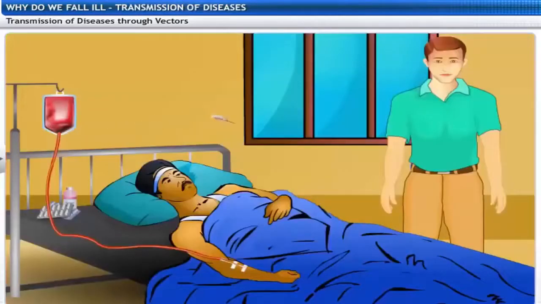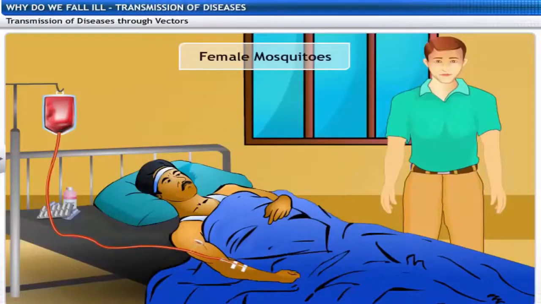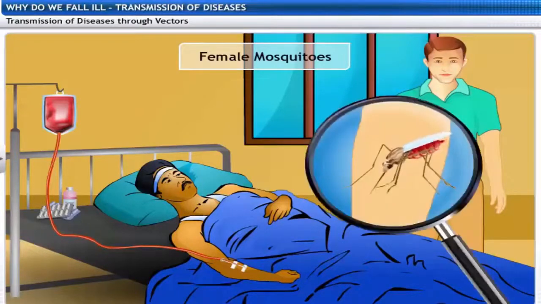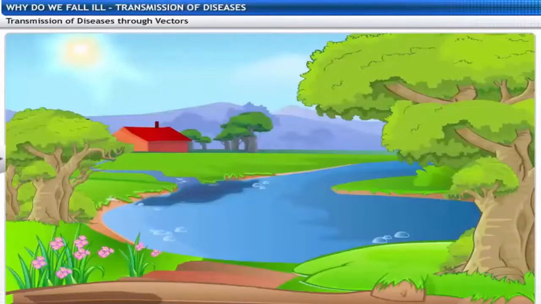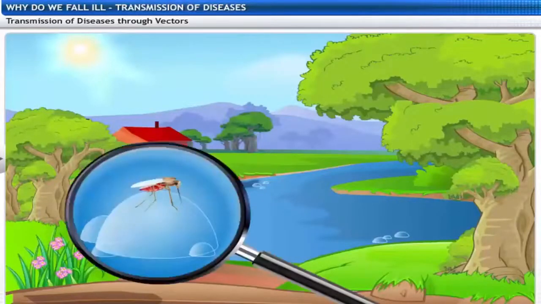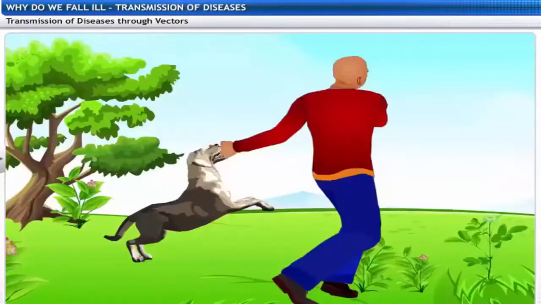Female mosquitoes, for instance, act as vectors and transfer the microorganisms from one human to another. They need nutritious food in the form of blood to release eggs. So, these mosquitoes feed on warm-blooded animals like human beings. Animals like dogs and cats transfer the rabies virus when they bite human beings.